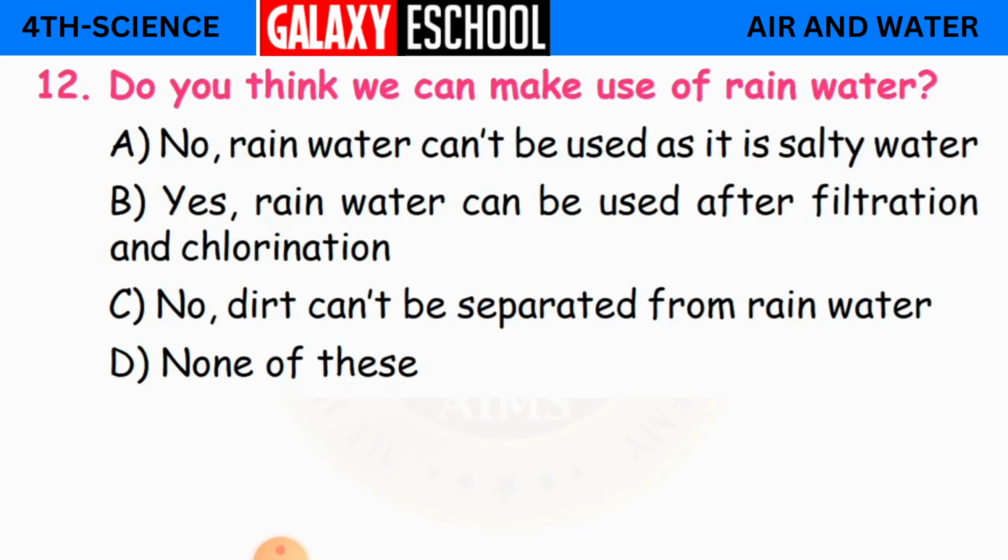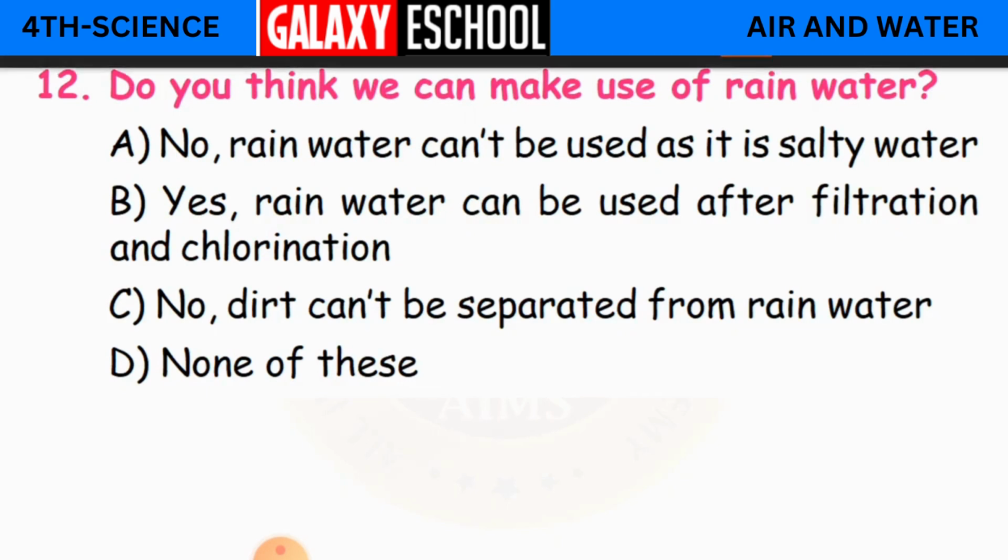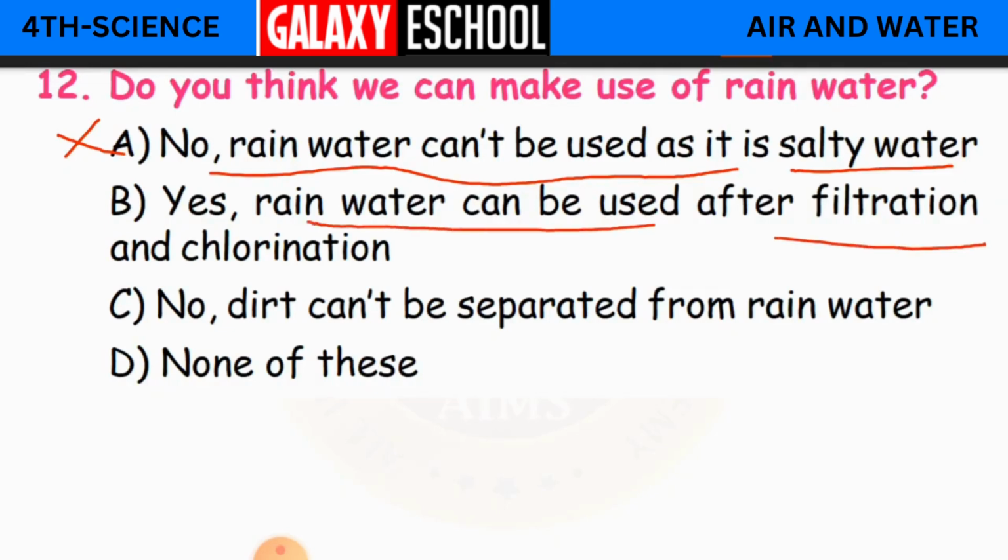12th question. Do you think we can make use of rainwater? This is the question. You have to go with the correct answer. The first answer says rainwater can't be used as it is salty water. Is it correct? No, rainwater is not salty. So that is why this is wrong. We can use it for so many purposes. B: yes, rainwater can be used after filtration and chlorination. This is the correct answer.